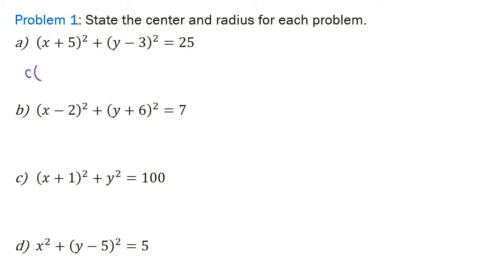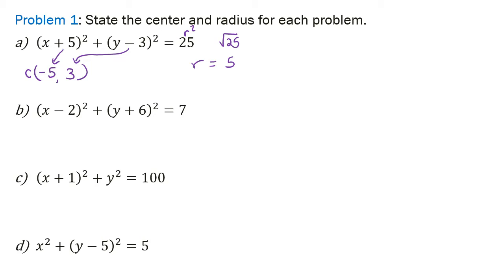The center, you get that by asking yourself, what number plus 5 would equal 0? Negative 5 plus 5 is 0. What number take away 3 equals 0? Positive 3. You'll notice that it's essentially a sign switch. And then here, this is really r squared. So if we want to know what r is, we square root the 25, which is 5.